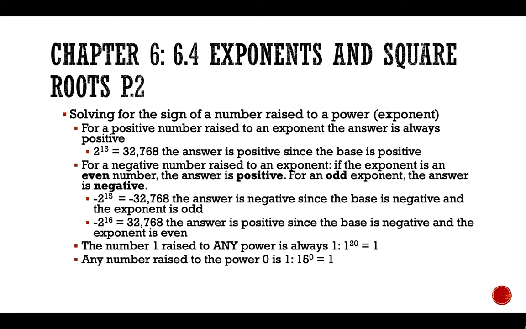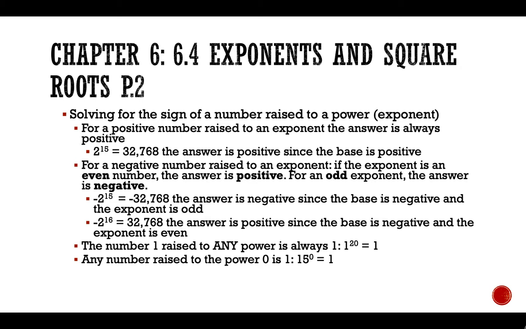So when we're solving for the sign of a number raised to a power, for a positive number raised to an exponent, the answer is always positive. 2 raised to the 15 equals positive 32,768. The answer is positive since the base is positive. So no matter what power a positive base is raised to, the answer is going to be positive.